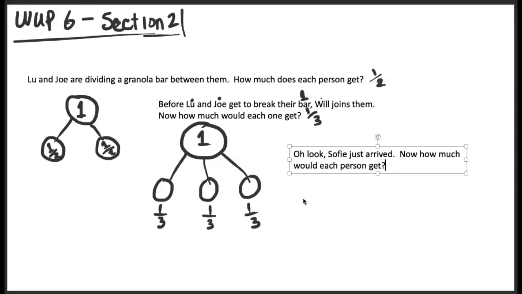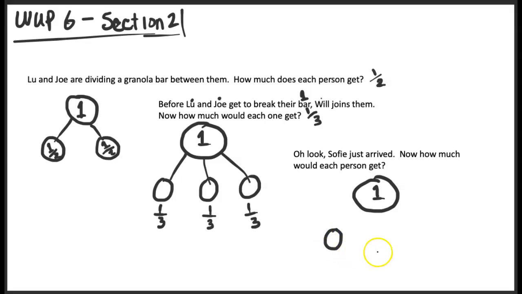So what just happened? Yeah, Sophie just arrived. But what does that mean about dividing up the 1 granola bar? What does that mean? And how much would each person get? Well, Lou needs to get her part of the granola bar. Joe needs to get his part. Will needs to get his part. And Sophie needs to get her part. How many parts do we need?